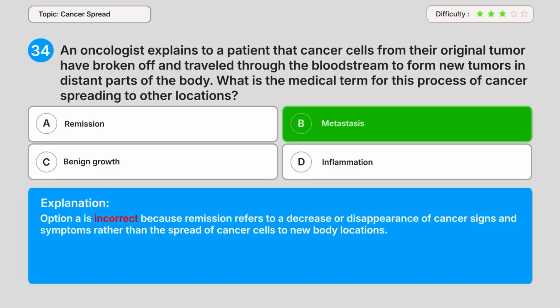Option A is incorrect because remission refers to a decrease or disappearance of cancer signs and symptoms rather than the spread of cancer cells to new body locations.